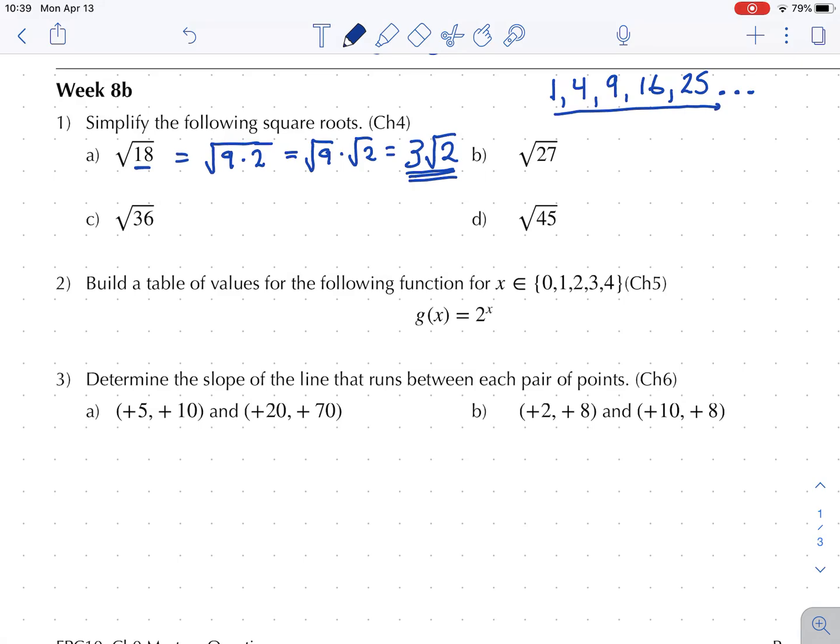Right, now let's do the square root of 27 the same way. Again, it can be divided by 9. The square root of 27 is equal to the square root of 9 times 3. Now we separate those two apart to get the square root of 9 times the square root of 3. Lastly, the square root of 9 is equal to 3, so we get 3 times the square root of 3.